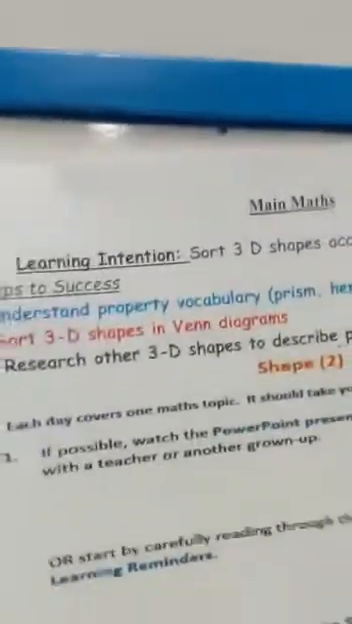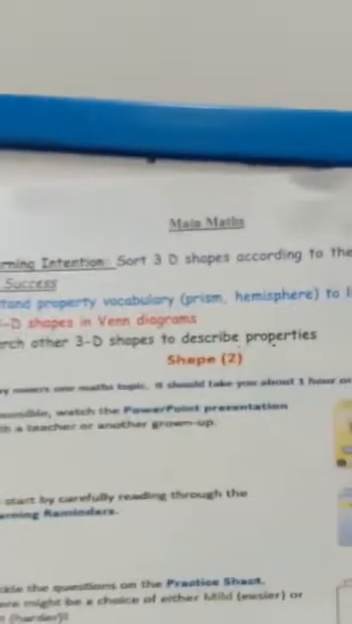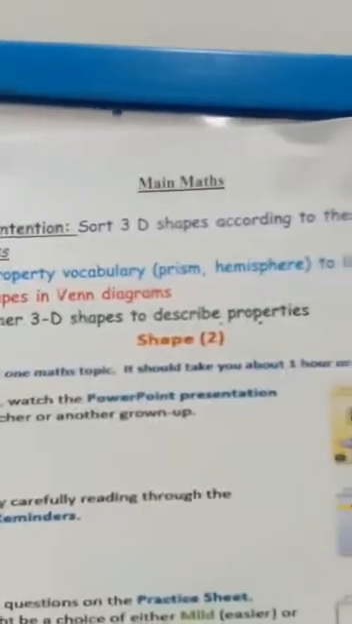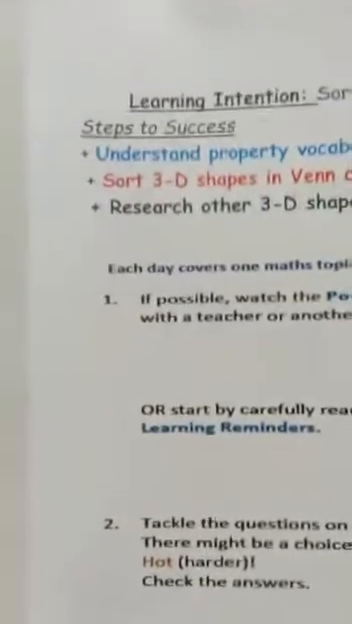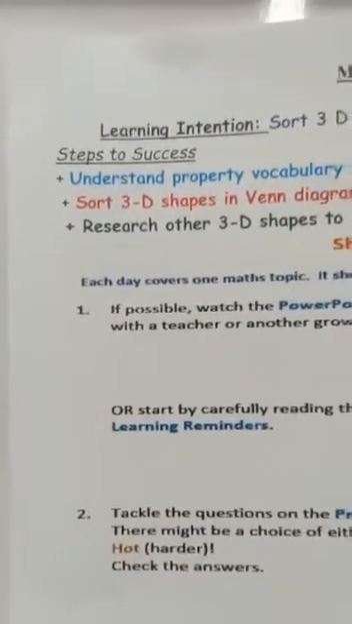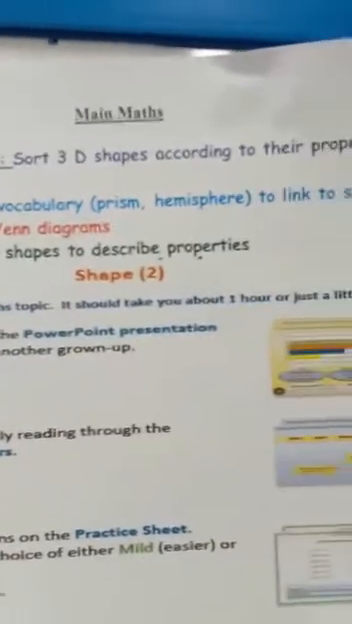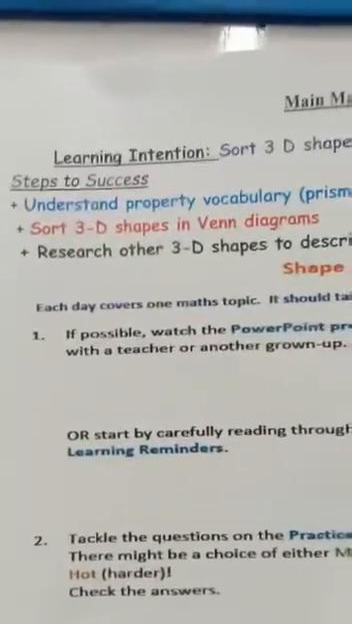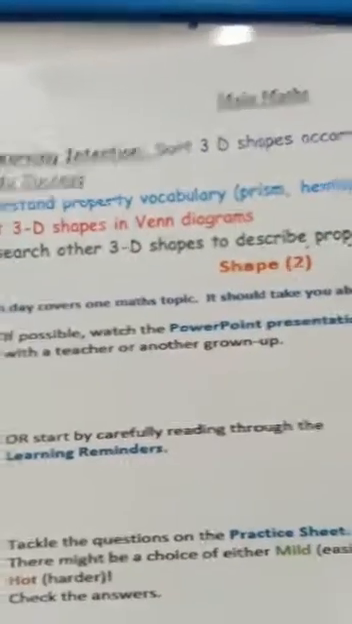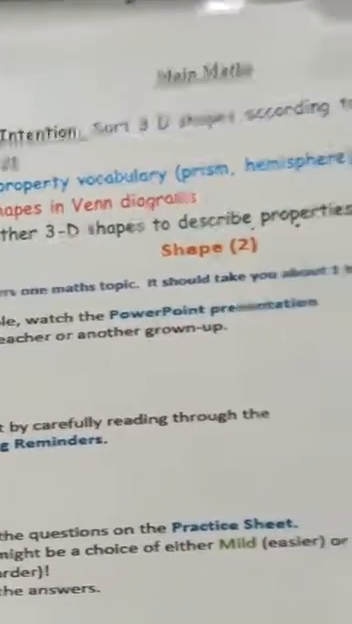The main activity is continuing to look at three-dimensional shapes. We're going to sort 3D shapes according to their properties. So the steps to success: understand property vocabulary, words like prism and hemisphere, to link to the shapes that they are. Sort the 3D shapes into Venn diagrams and research other 3D shapes to describe their properties.